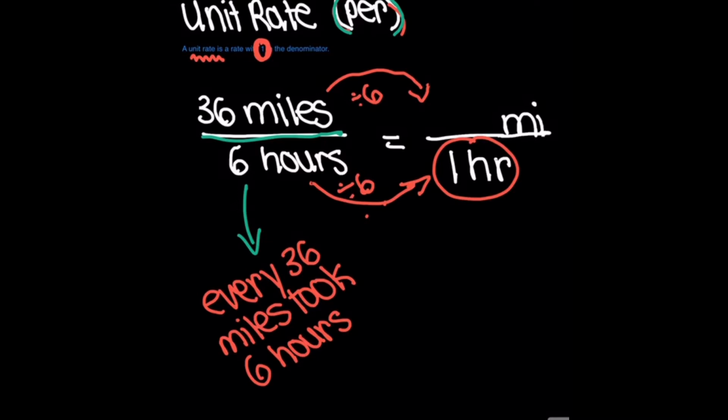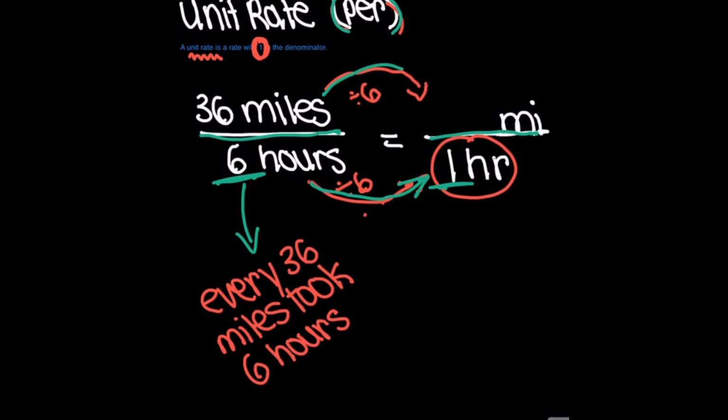So with 6 hours, all I'm missing is the numerator. I know my denominator is going to be 1. How can I get from 6 to 1? I can divide by 6. But now it's unbalanced if I just keep the 36. Whatever I do to the denominator, I must do to the numerator. So I'm going to also divide this by 6.